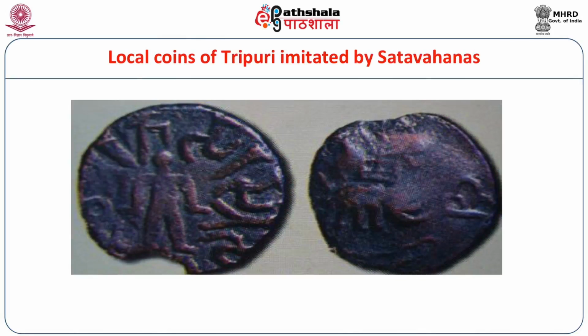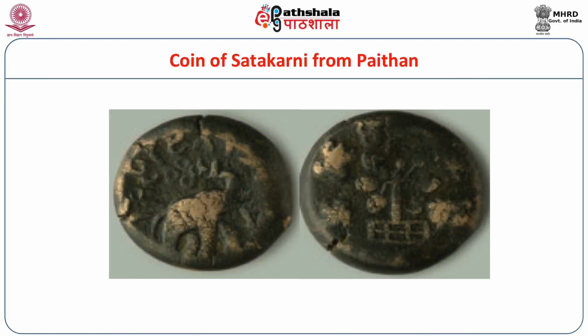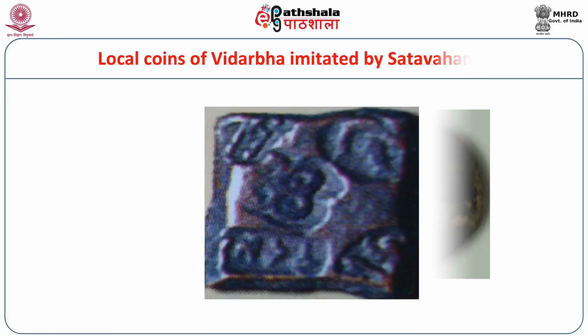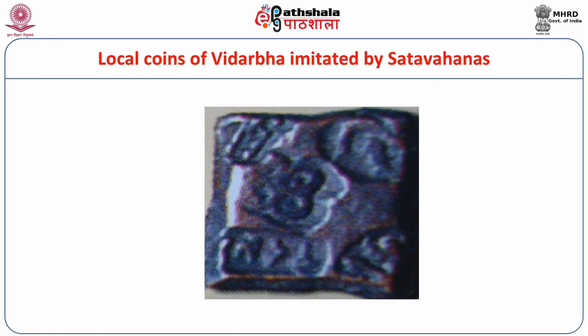Similarly, when you come to Tripuri, you have this variety where the Satavahanas imitated the coins of Tripuri. In Paithan, they had this other variety, which you can see a typical kind of a tree in railing with large leaves. And then when you come to the region of Vidarbha, you have the punch-marked coins, but they removed one of the punches, and in this place they had placed the name of the ruler. So this is a Vidarbha variety.